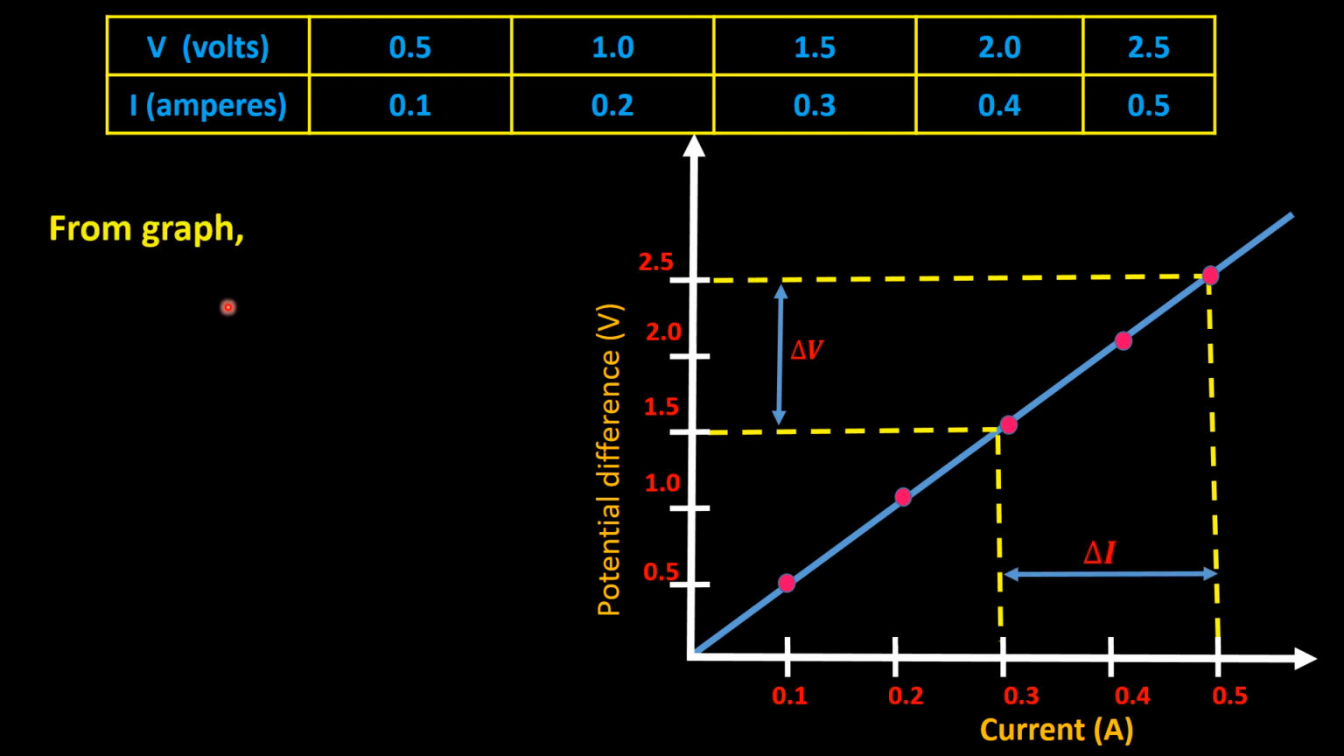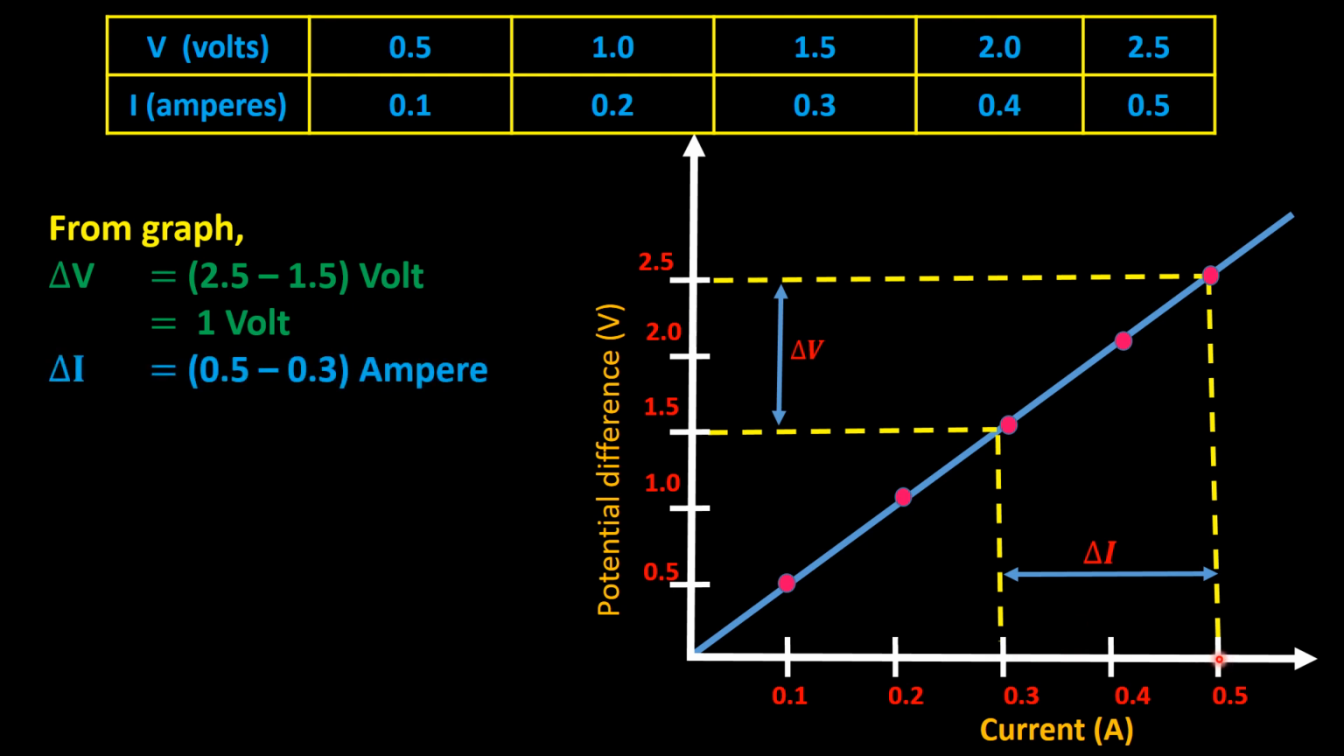Now for delta V from the graph, the upper value here is 2.5 and the lower value is 1.5. So the difference means minus. So when we subtract, we get the value of delta V, which is 1 volt. And similarly from the current axis, delta I equals the upper value of current, 0.5, minus the lower value of current here, 0.3. So 0.5 minus 0.3 ampere. After subtracting, we will get 0.2 ampere.